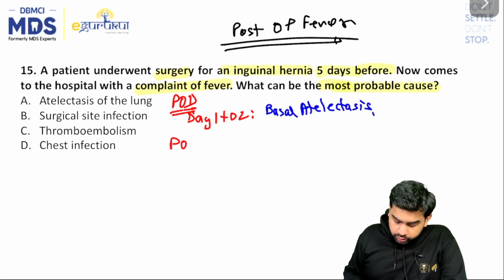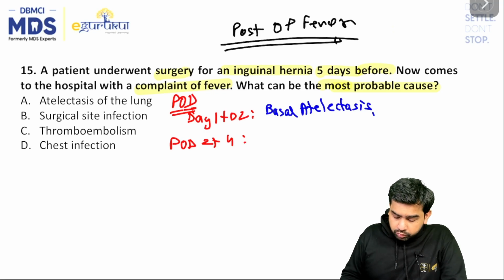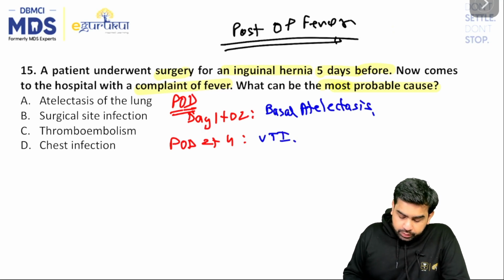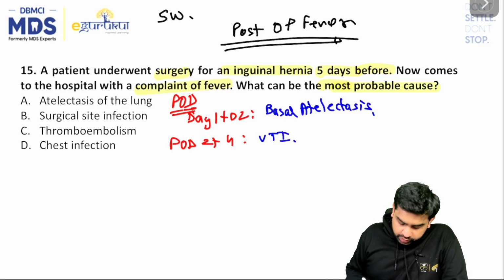Now, what about the POD, let's say 2 to 4 or something like that? In this, what is the cause of the fever? Okay, so over here, there is a urinary tract infection. So this, you can remember it by 5 W's. Okay, so 5 W's. What are these particular 5 W's?